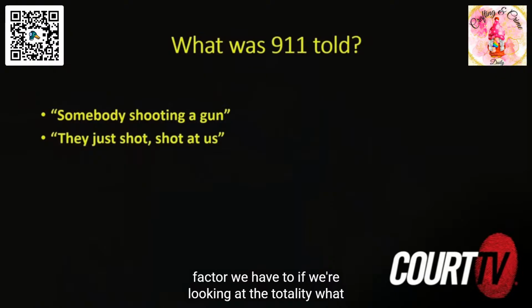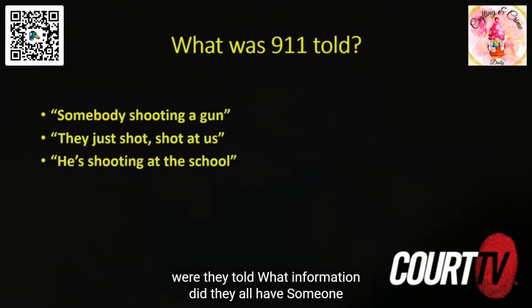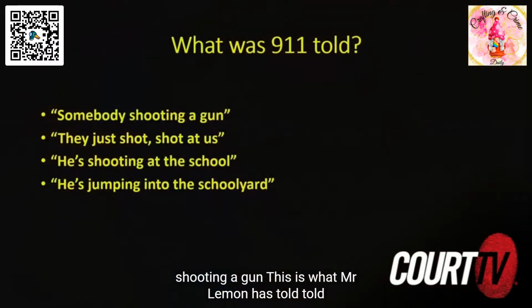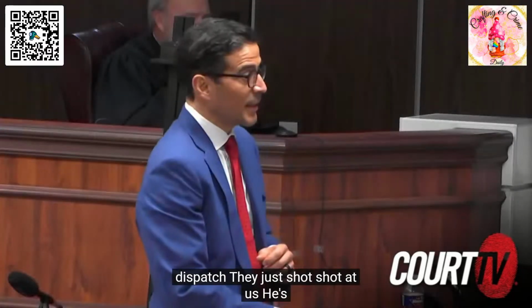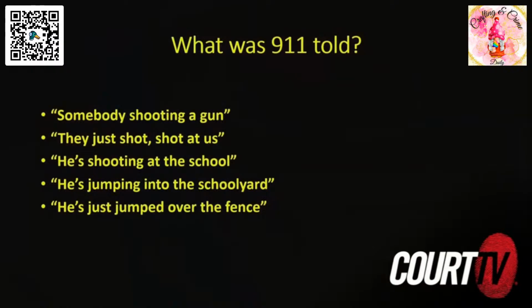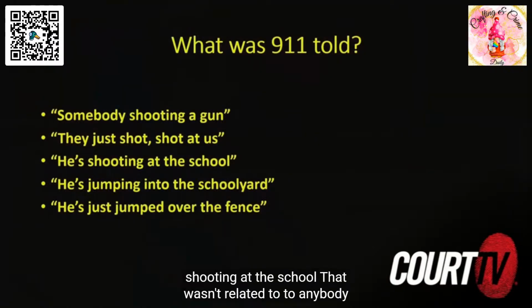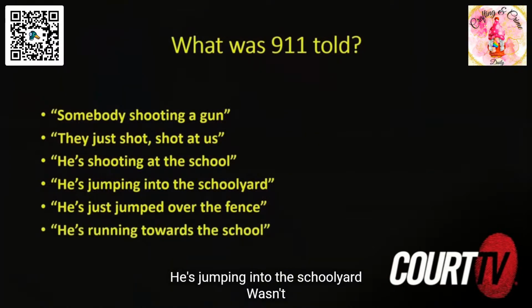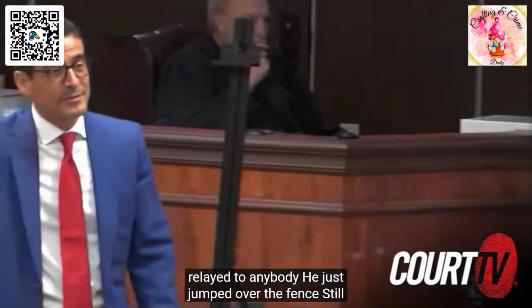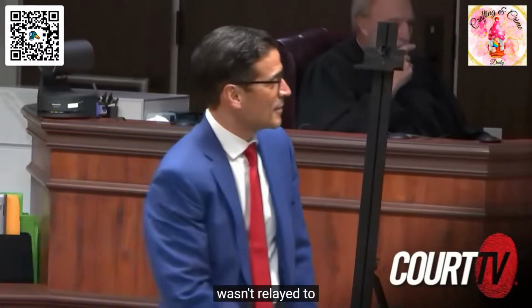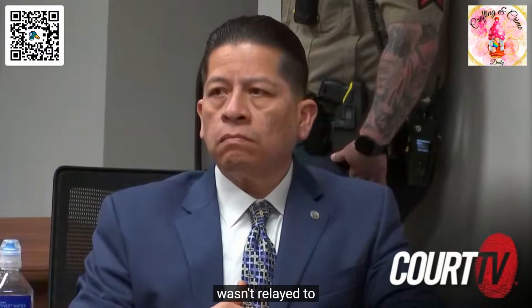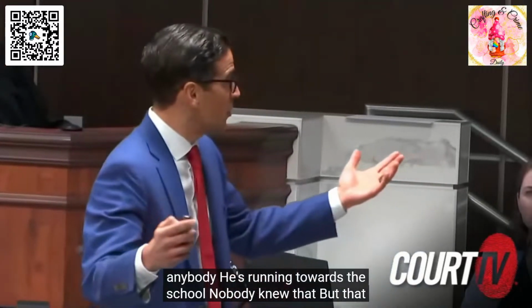They just shot at us. He's shooting at the school. That wasn't relayed to anybody. He's jumping into the schoolyard. Wasn't relayed to anybody. He's just jumped over the fence. Still wasn't relayed to anybody. He's running towards the school. Nobody knew that, and that nobody includes Adrian. He's wearing black. No one knew that. That would have been helpful to know.